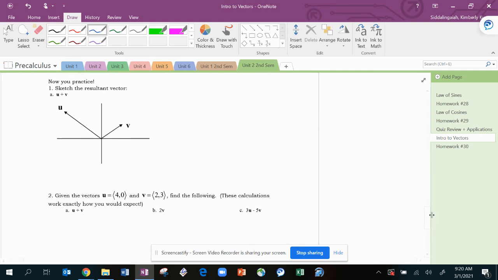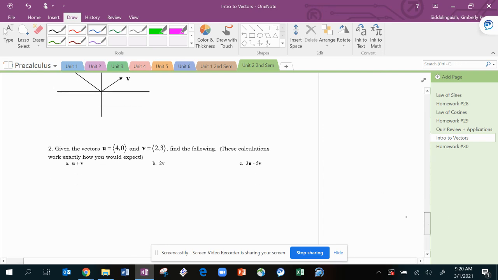Okay, so now it says you practice. I'm going to leave the sketch to you, but I will practice some of these component form calculations because even though they are what you expect, it might help just to see some. So u plus v, what this means is I'm going to take the 4, 0 and add it to the 2, 3. So 4 plus 2 is 6, 0 plus 3 is 3. There's my result.